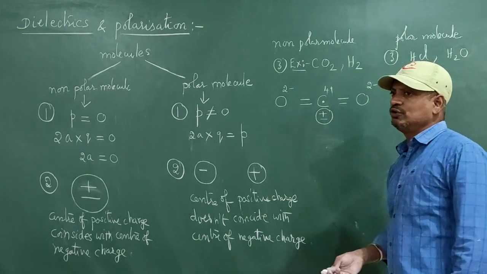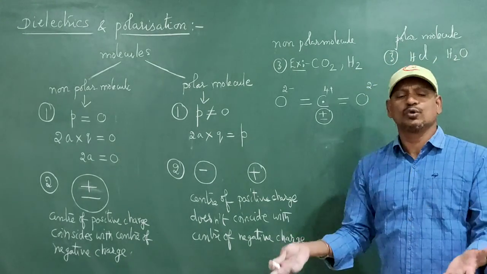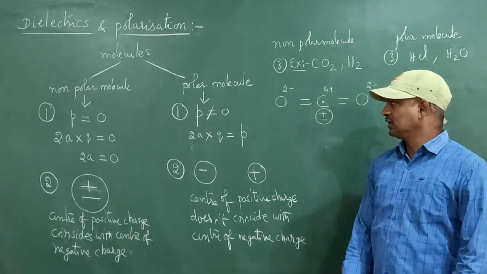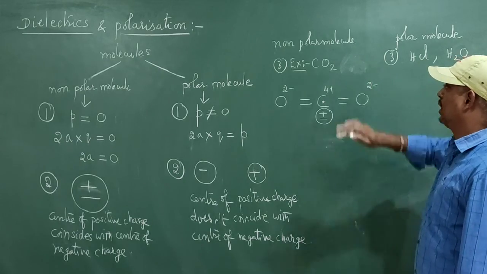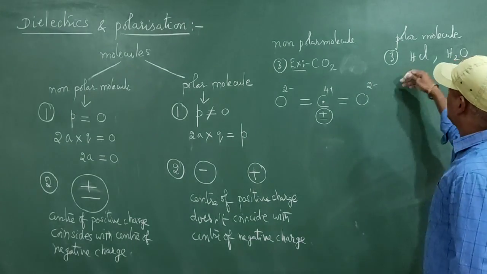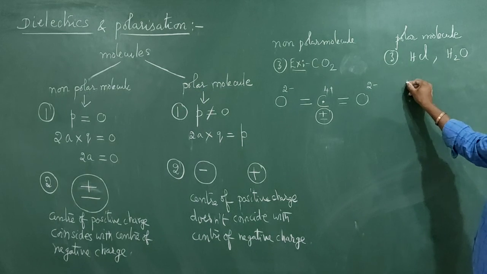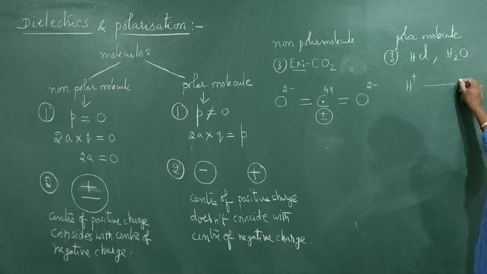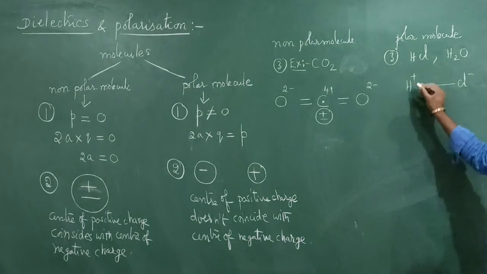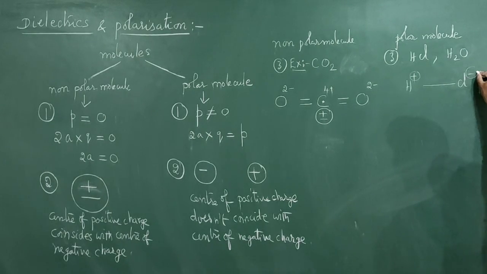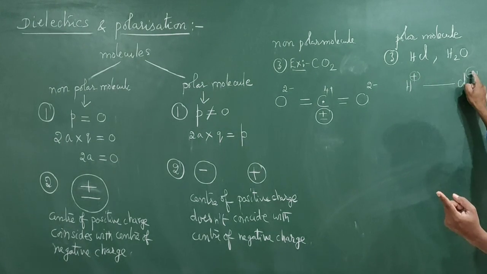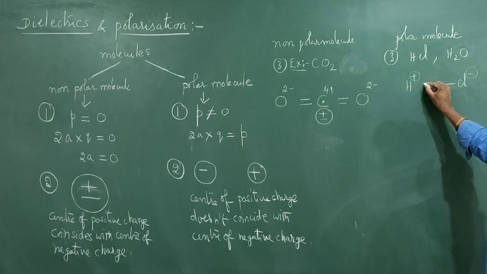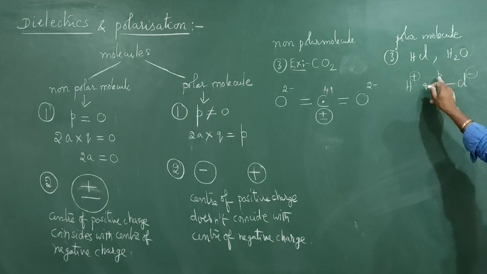Another example, H2. H2 means I am having only positive charge, there is no question of negative charge. So I cannot have a perfect example like H2 for a non-polar molecule. But you come here, HCl. You are having H plus and Cl minus. So the center of positive charge and the center of negative charge are separated by a certain distance. So this is plus, this is minus. So there is a dipole moment from negative charge towards positive charge.